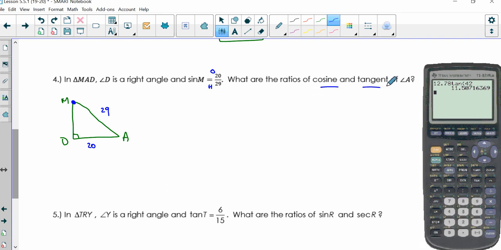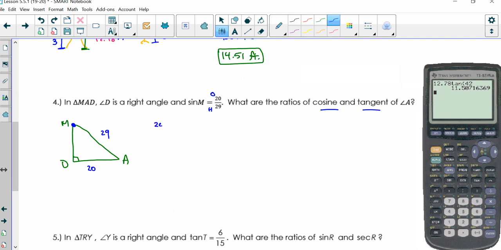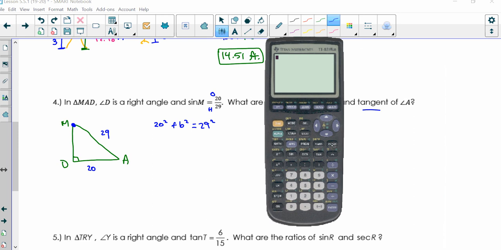The only way that I can know cosine and tangent is if I know what this side is right here. So I need to figure out that side. Since I don't know any angles, I can use the Pythagorean theorem. So I can say leg squared plus my other leg squared equals my hypotenuse squared. On my calculator, I'm going to do 29 squared minus 20 squared, and that's going to give me that b squared equals 441. Take the square root, and I get a nice whole number of 21.